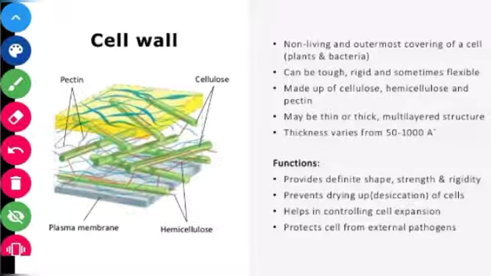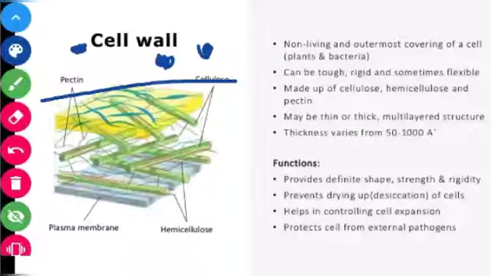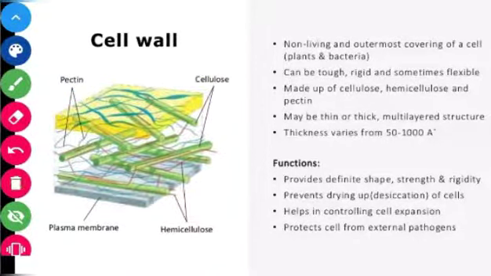And the fourth function of the cell wall is that it protects the cell from external pathogens. As I told you, some of the pathogens will be microorganisms that come to infect the cells. By that time there is a layer that protects them and just kills them and throws them out of the cell. This is the function and some of the main characters of the cell wall.